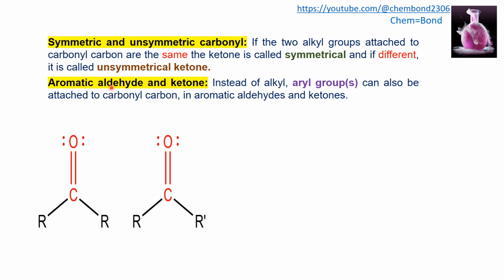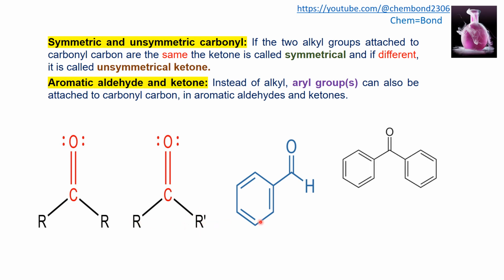In case of aromatic aldehydes and ketones, if the aryl group or aromatic ring is attached to the aldehyde group, that is the formyl group, it is known as aromatic aldehyde. While if one R group or both the R groups are replaced with an aromatic ring, then it will be the aromatic ketone. So these both are examples of aromatic ketones.